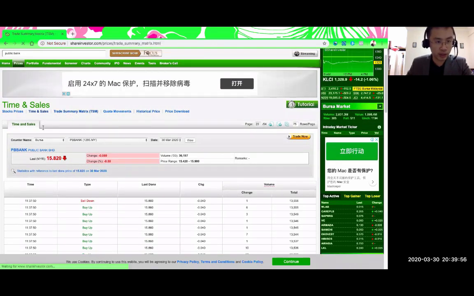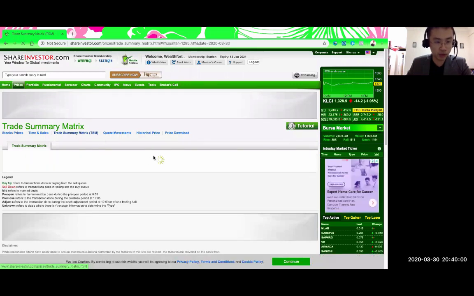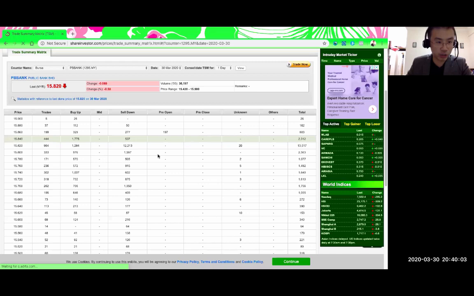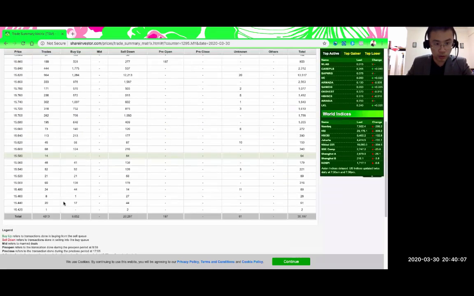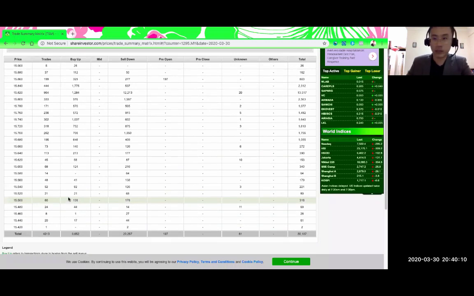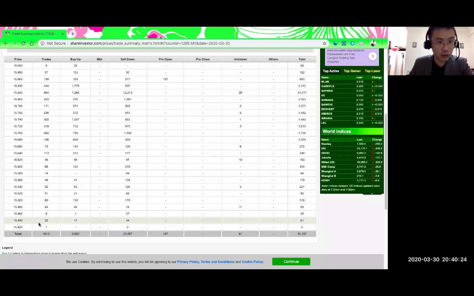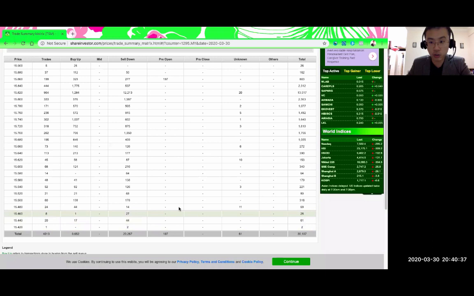So the third function I want to show you, under the prices, is the trade summary matrix. If you go to trade summary matrix on the ShareInvestor station, you will find the prices that got transacted for one particular single day. So for 15 ringgit 42, there is about 1 trade, two sell downs, 2 lots, and then at 15 ringgit 44, there are 20 trades. Okay, 17 lots buy up, 40 lots sell down. So the total is 16 lots got matched.